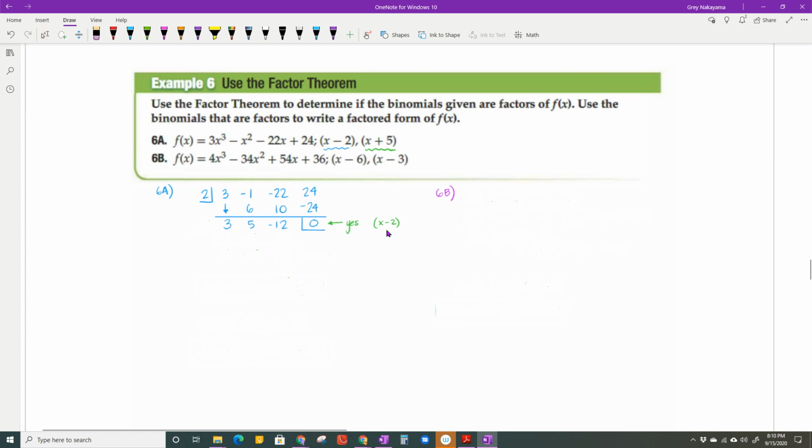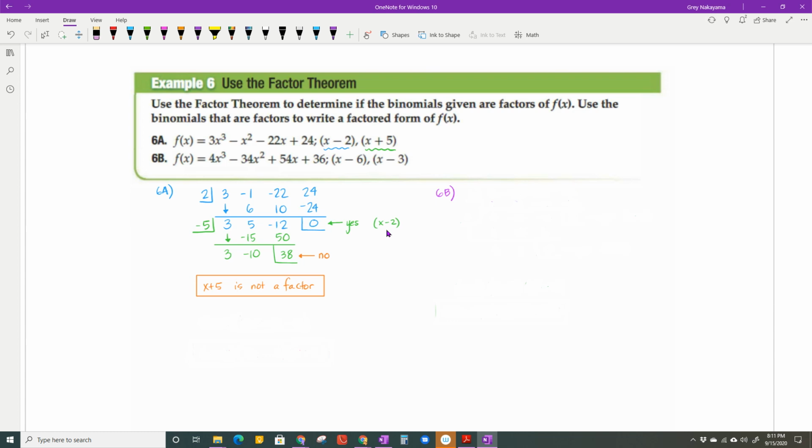So I'm going to go plug -5 right here. And I'm going to bring down my 3. -5 times 3 is -15. -15 plus 5 is -10. 5 and -10 is 50. And -12 and 50 make 38. So the answer is no, x plus 5 is not a factor. Okay, so I answered it's not a factor.